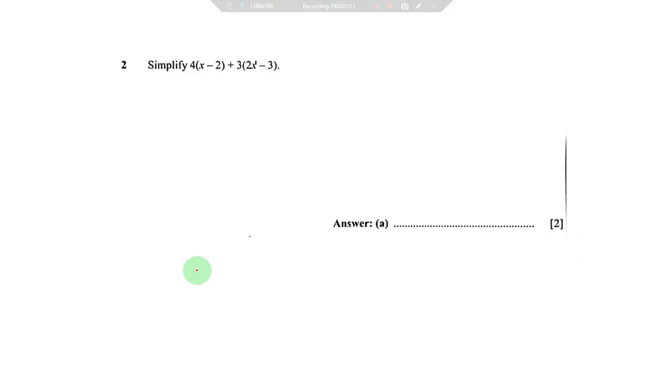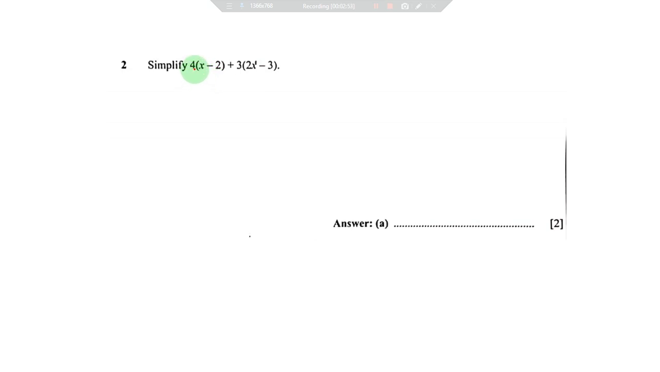Okay, we proceed to question 2. Simplify 4 open brackets x minus 2 close bracket plus 3 open bracket 2x minus 3 close bracket. If you remember, we had a tutorial where we talked about simplifications and different types of factorization. When you look at this one, this is a grouping factorization because the terms are more than 3. So the first step we are going to take is to remove the brackets.